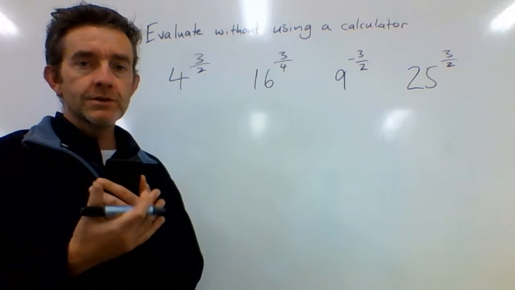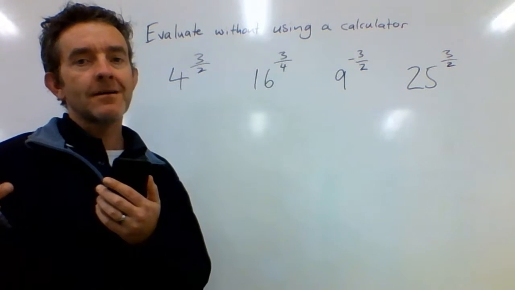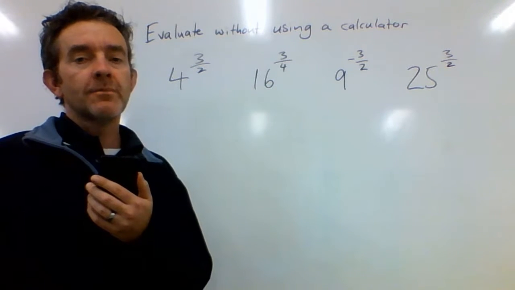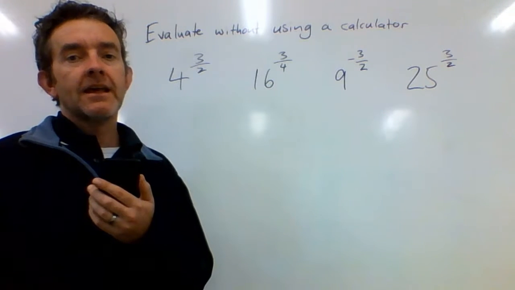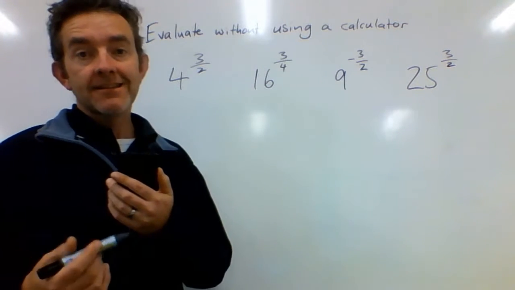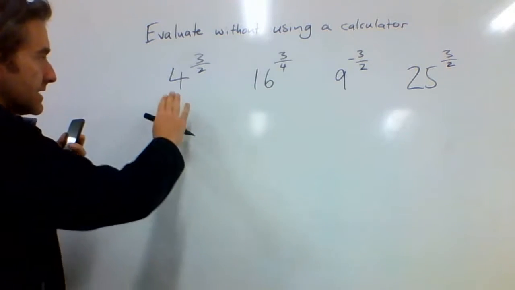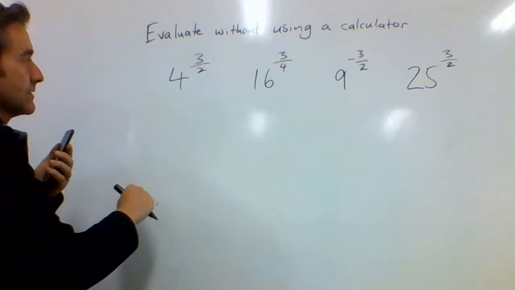Okay, so on the board you can see 4 examples of a type of question where we have a base number and it's to a power which is a fraction. And the question asks you to evaluate it without using a calculator. So let's see how you go about doing that. You do it step by step. First question here, 4 to the power of 3 over 2.